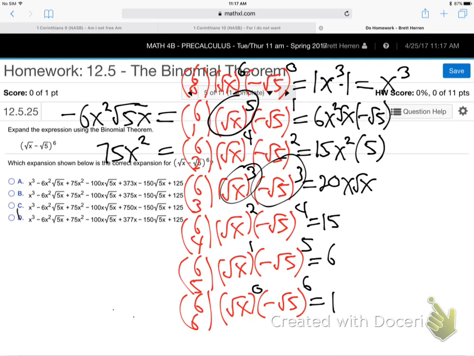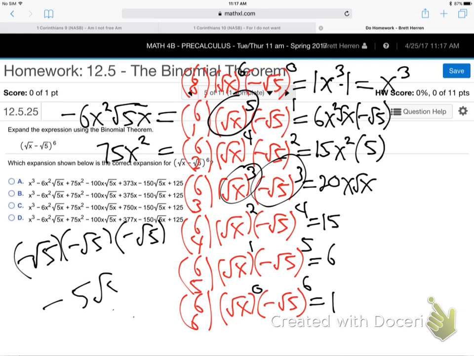Let's take a look at that. That would be negative root 5, negative root 5, negative root 5. 3 negatives, so that's going to be negative 5 root 5, because the 2 root 5s make a regular 5. Right, so it's going to be negative 5 root 5 on that. Does that make sense?